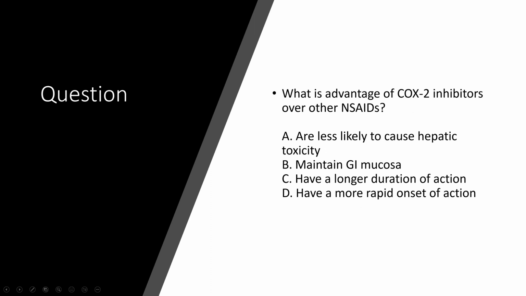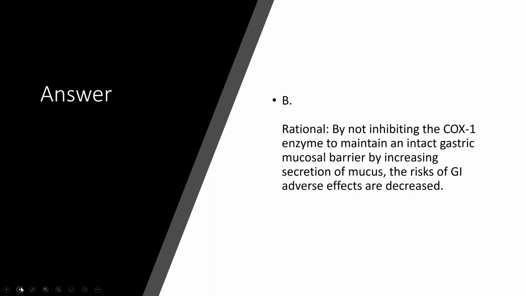What is the advantage of the COX-2 inhibitor over other NSAIDs? A, they're less likely to cause hepatic toxicity. B, they maintain GI mucosa. C, they have a longer duration of action, or D, they have a more rapid onset of action. Yes, it's going to be that they maintain intact gastric mucosa.